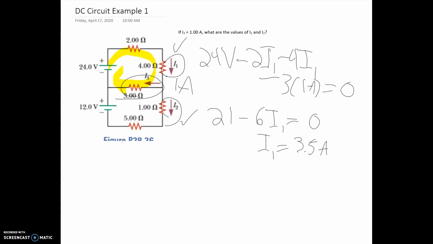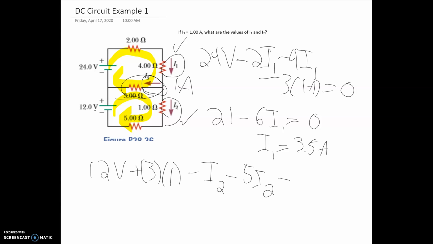Then I have to do the same thing to find I2 over here. So I'm going to make another loop at the bottom. I'm going to start here, and again I'm going to make my loop direction down this way. I'm going to start with the battery, 12 volts, plus 3 times 1, I times R. Notice I made a plus because the direction of my current didn't match the direction of my loop. Then minus 1 times I2, which is just I2, minus 5 I2 equals 0.